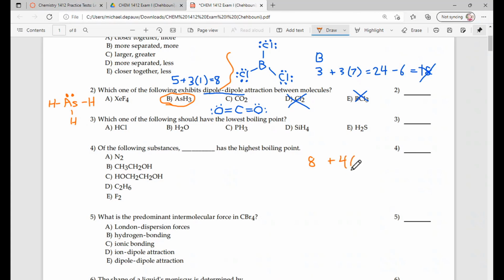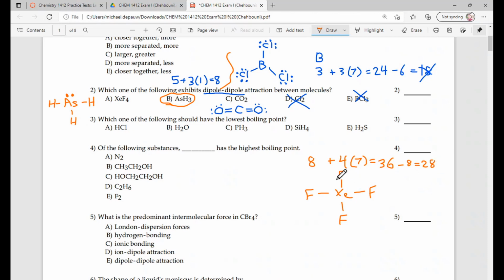times 7, because the valence electrons for xenon is 8, it's a noble gas, and for fluorine it's 7. That's 28 plus 8, which is 36. And then if you drew the Lewis structure, Xe, XeF4, we've lost 8. That would put us down to 28.